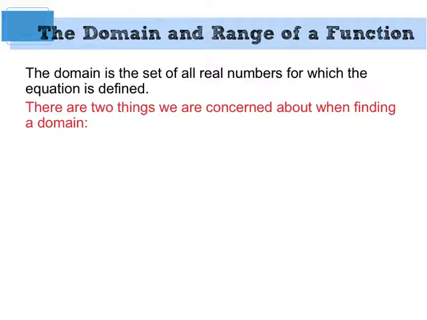Nothing. Let me rephrase the question. What's bad in the real number system? We hit on one already. Nick, zero in the denominator. Good. And the other one? Imaginary. And how do you get an imaginary number?